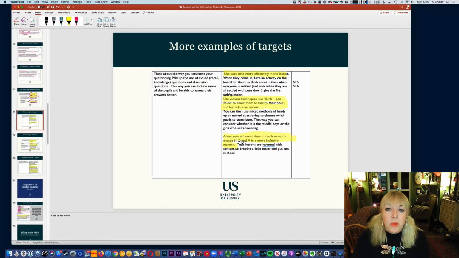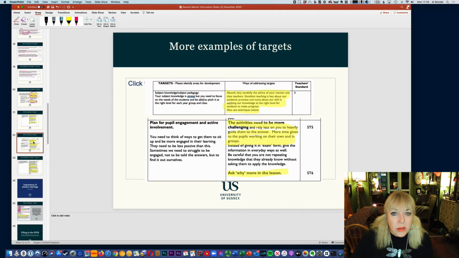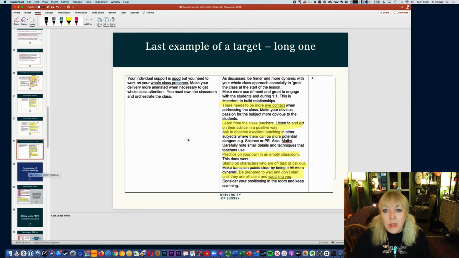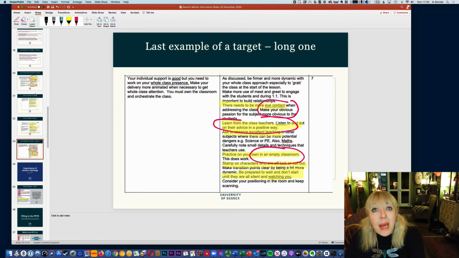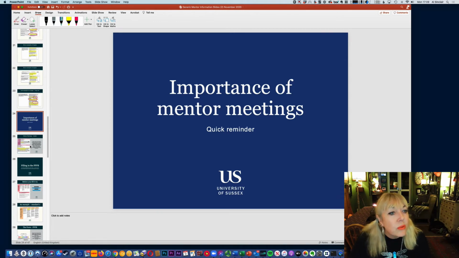Allow yourself more time in lessons to engage in Q&A, because you were doing too much lecture mode within your lessons, okay? And it goes on and on there. I've got 2 more examples for you to have a look at. This one's particularly brilliant though. I'm just going to highlight this one. They've mentioned eye contact. They've mentioned go and observe specific teachers, practice in an empty classroom. Marvellous stuff going on. And the more you get in your lesson observation, the less you've got to do in your mentor meeting, because it's already covered.